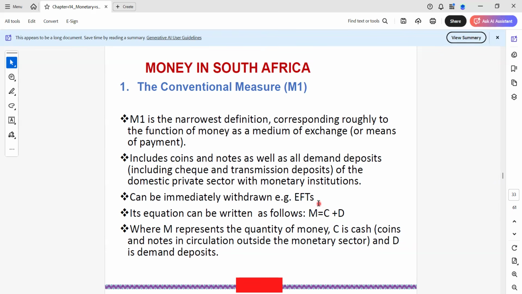So what is very important here is that M1 is the conversional measure and also the narrowest definition, obviously because it focuses on the function of money as a medium of exchange. And to calculate M1, you basically add your cash, which is your coins and your notes, plus your demand deposit, which refers to money that is in your debit card that can be easily withdrawn and can be easily used, right, at any time when you need it. Right, so M1 is your coins, your notes, and your demand deposits.